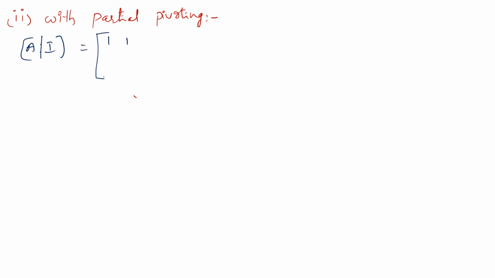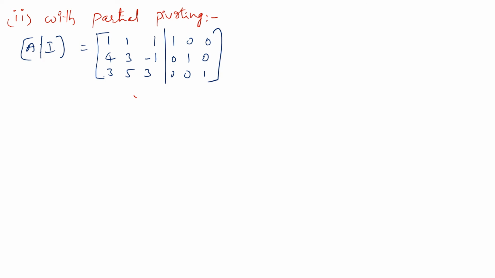Now the second case, with partial pivoting. What is meant by partial pivoting? You know that clearly. I have to pick the largest element to the 1 1 position, right? So first let me write what is A I. A I is 1 1 1 4 3 negative 1 3 5 3 1 0 0 0 1 0 0 0 1. Okay, next one.